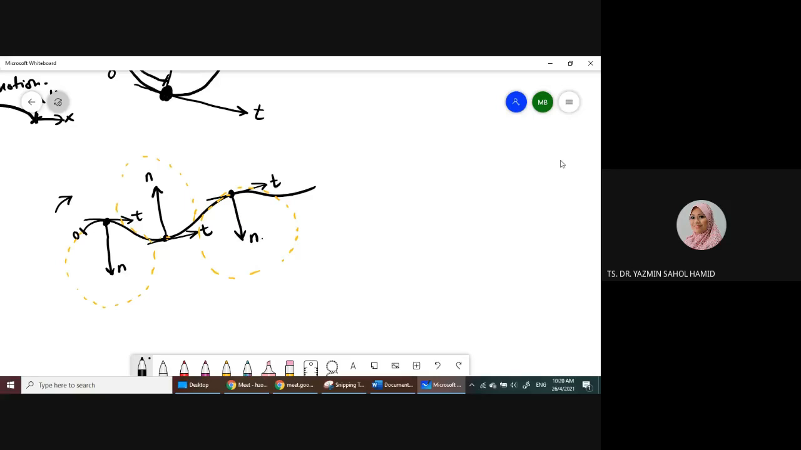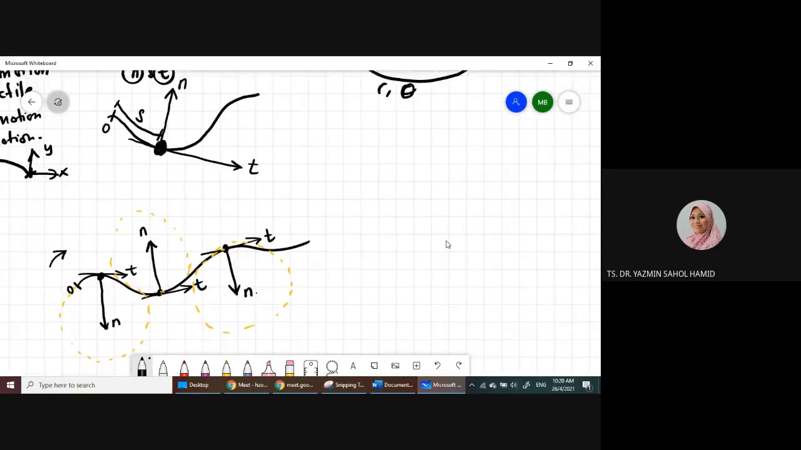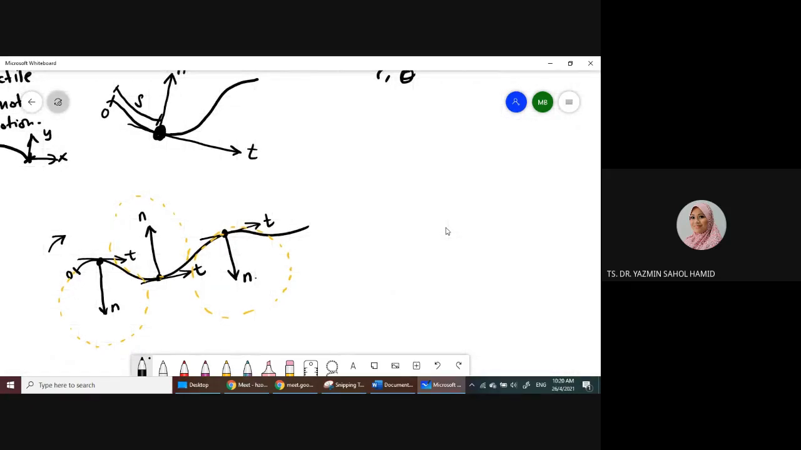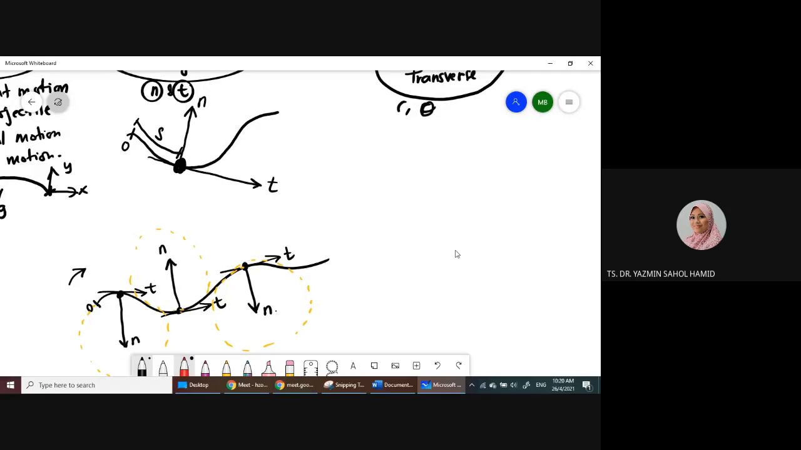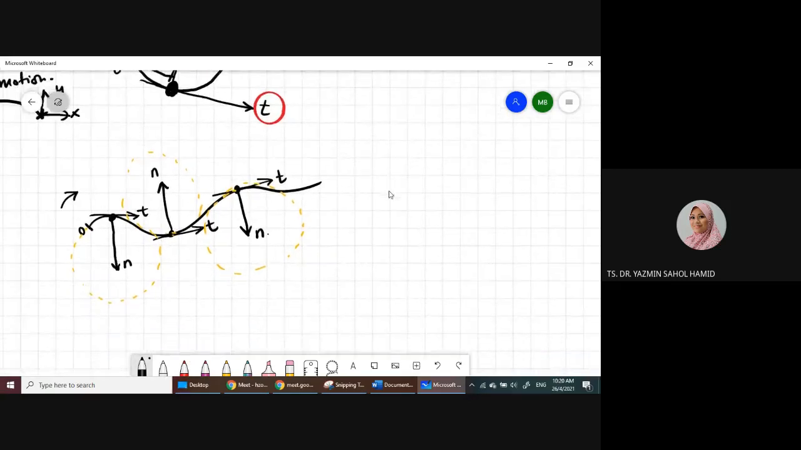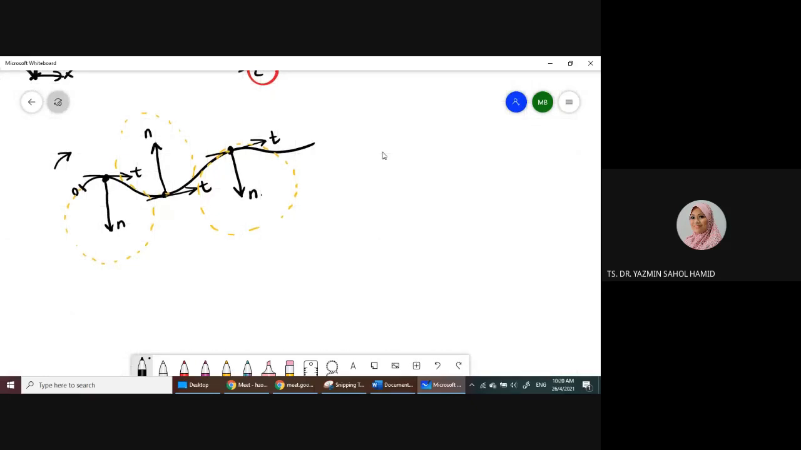Do you understand? So your first step when you get a question related to normal and tangential is to identify these two things, which are the normal and the tangential components. Once you get that correct, then you can continue, because that is important. You need to draw that in your question diagram, because it gives marks.